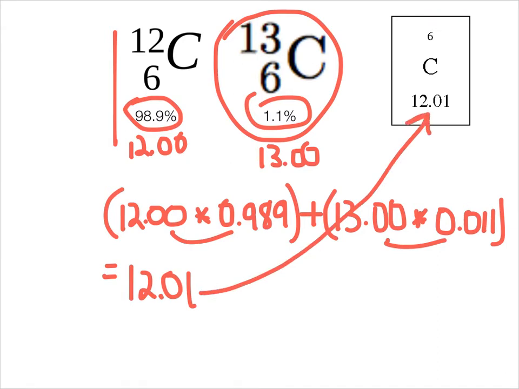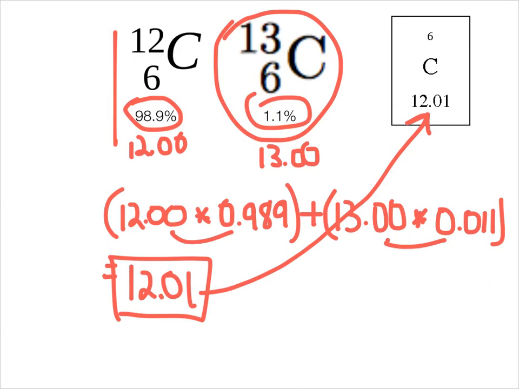So really, the atomic mass that we're used to seeing on the periodic table is kind of like an average that includes all the isotopes that are present that we're aware of. And so that's why carbon is not exactly a whole number. None of the elements are, because all of them have isotopes that make up part of their mass.